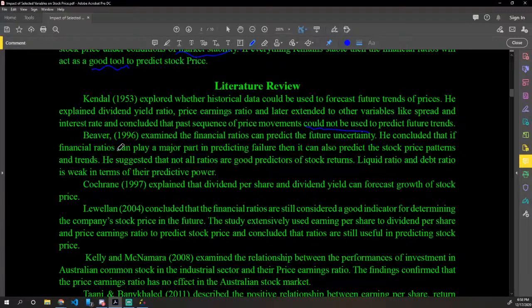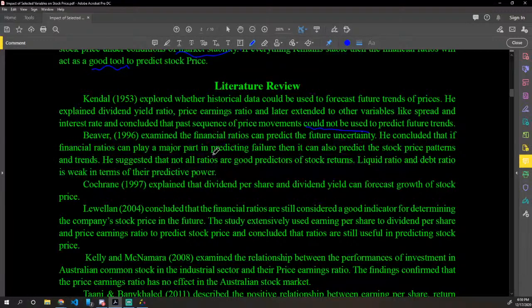Beaver, 1996, examining the financial ratios can predict the future uncertainty. He concluded ratios can play a major part in predicting failure.